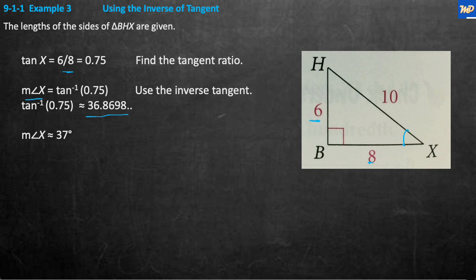And here it is. The measure of angle x is approximately 37 degrees, because we had the lengths of the sides, found the ratio, and rounded up to 37. Still approximate, right? Good enough? Okay, so let's move on and try it.